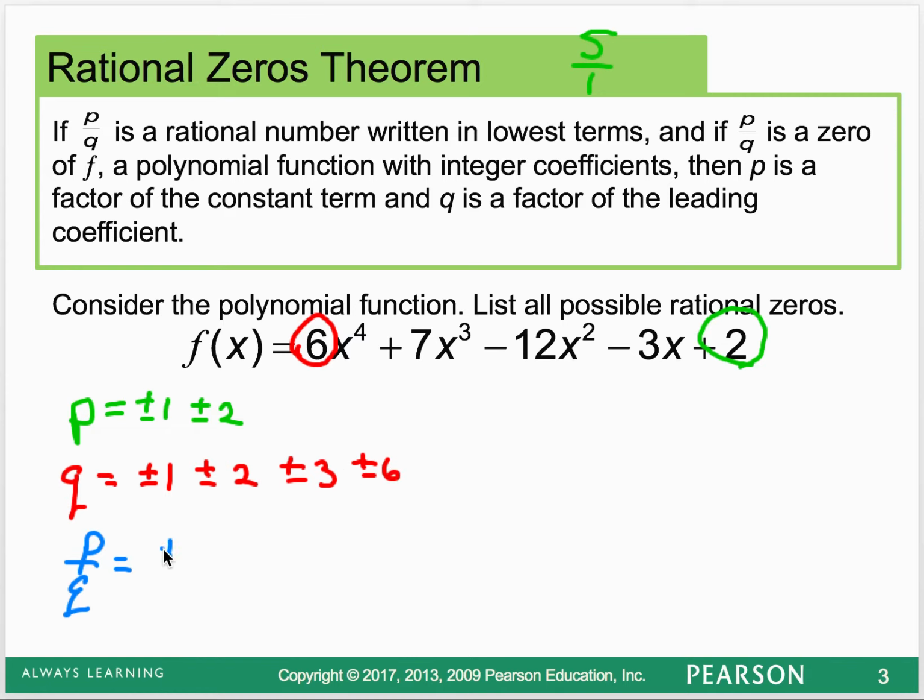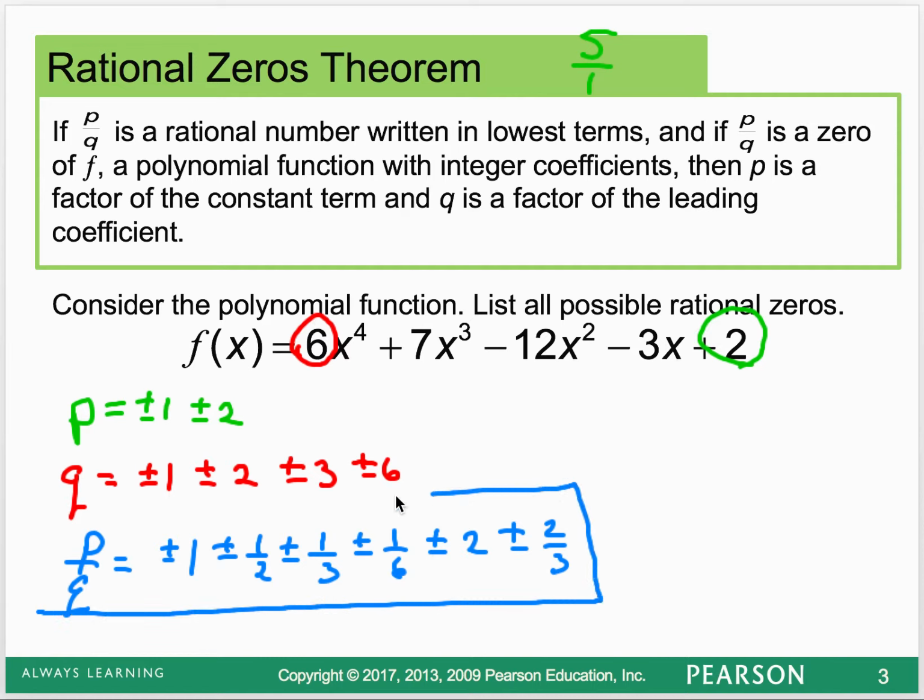So it's either, okay, 1 over 1, 1 over 2, 1 over 3, 1 over 6, or 2 over 1, 2 over 2, I already have 1 listed, 2/3, or 2/6, which is 1/3, which I already have listed. So here are the only things that are possible to be zeros of this polynomial.